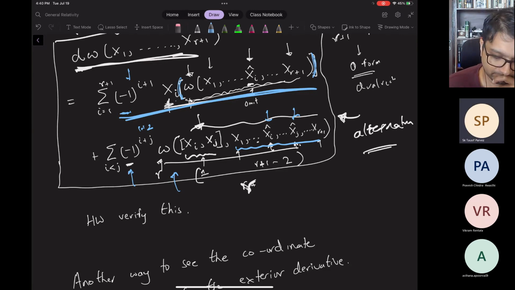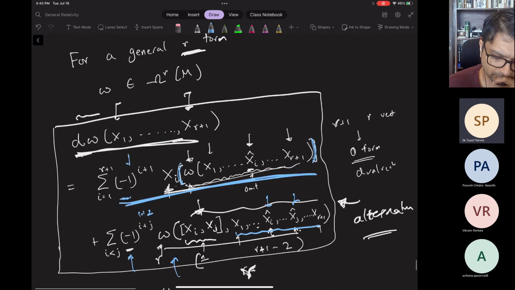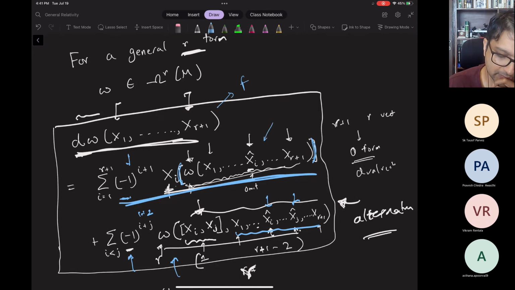Yeah, sir, one thing, but the left hand side, d omega is an r plus 1 form, and it takes in r plus 1 vectors. So the left hand side is a function. Yeah, the left hand side is a function, but the right hand side is also a function, right? A vector acting on a function is also a function. Yeah.